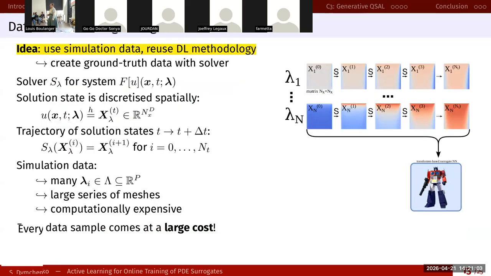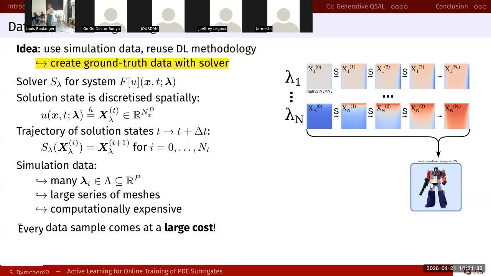There is another family of deep surrogates, data-driven surrogates. The idea is that we want to use the simulation data. Compared to PIN, we didn't need it because we just used the model. Here we need to actually have the ground truth solutions from the solver. And as well, we can reuse the methodology from computer vision and language processing, because these are methodologies which are established well for data-based or observation-based tasks.